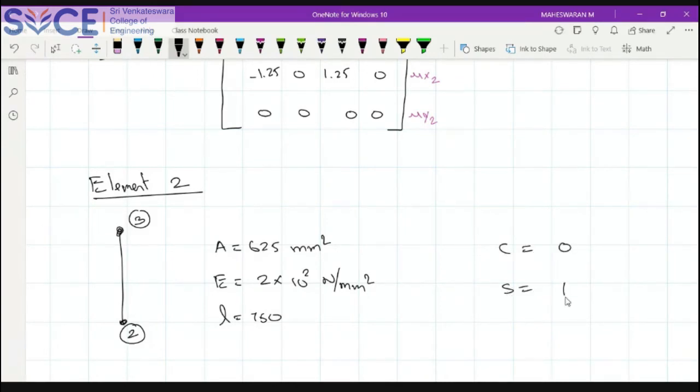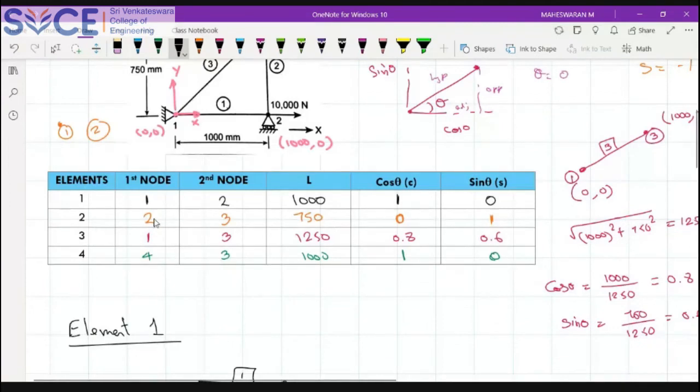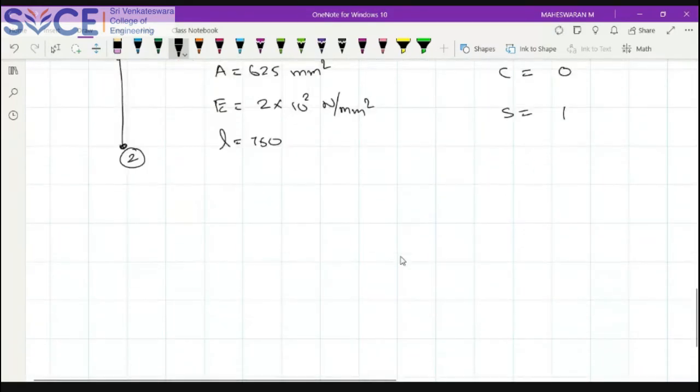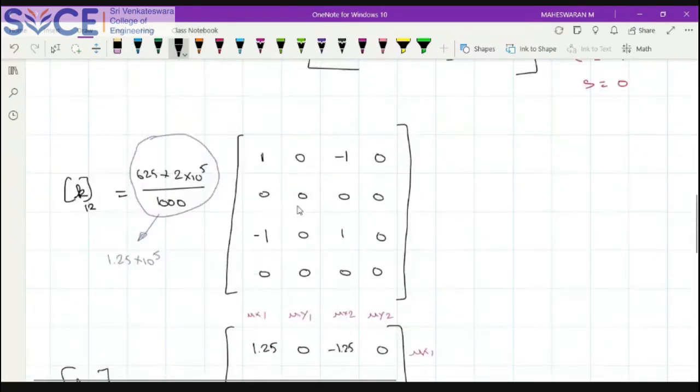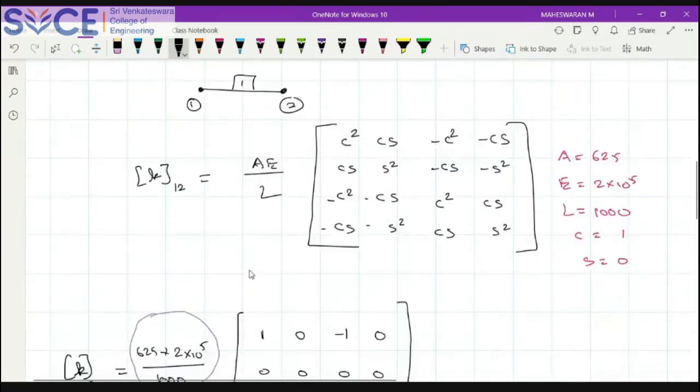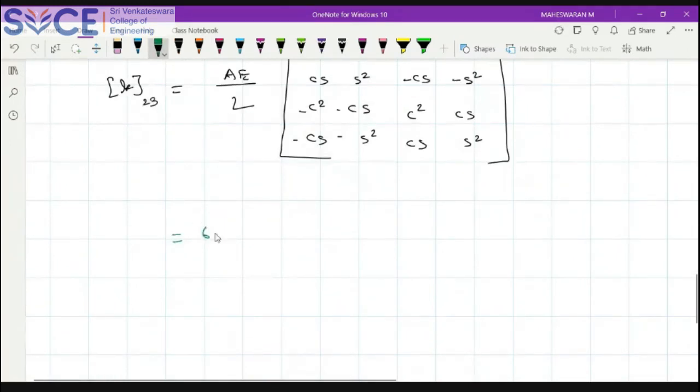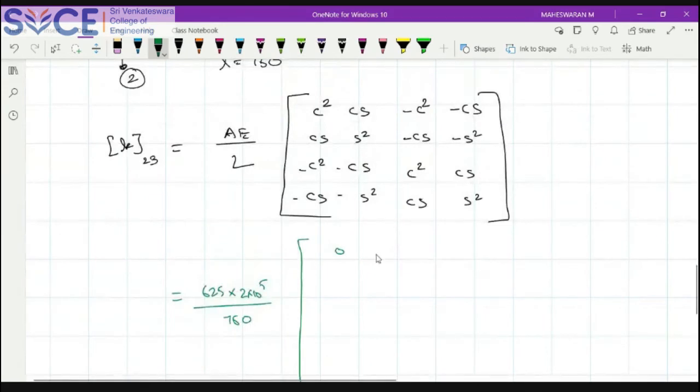C is 0, S is 1, because your second element is vertical. So we got this. Now we'll proceed with the same formula. I'm not going to write it directly, I will substitute it. So this is equal to 625 into E, which is 2 into 10 power 5, divided by 750. C square is 0. So wherever you have C, you put only the S value. So this is 0, 0, 0, 0, 0, 1, 0, minus 1, 0, 0, 0, 0, 0, minus 1, 0, 1. So this is my data.